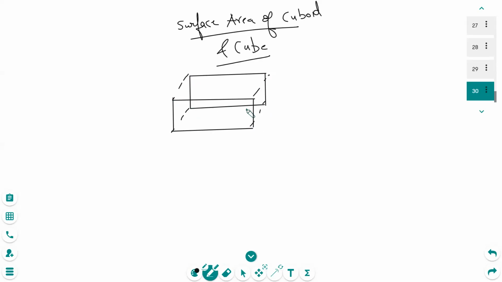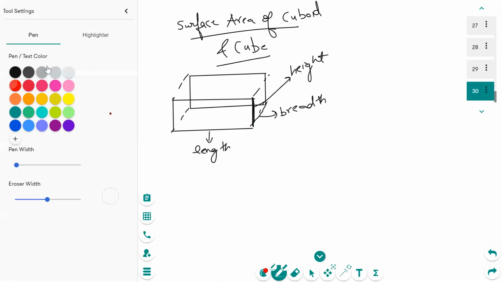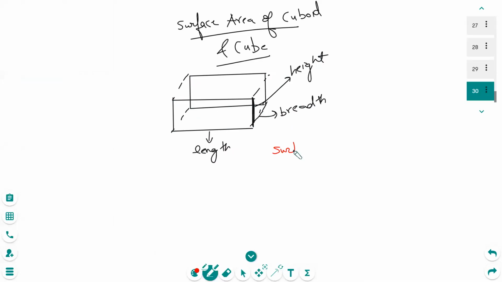Now in cuboid, the dimensions are this. This is called length. This thing is called breadth. I'm starting with the very basics. And this thing right here is called height. Now for the surface area. When I talk about surface area in books, it means total surface area. And if I talk about CSA, that means curved surface area, or we also call it LSA, that is lateral surface area.